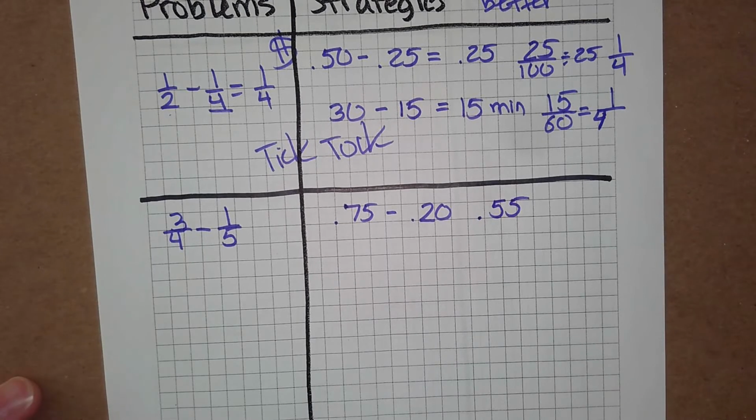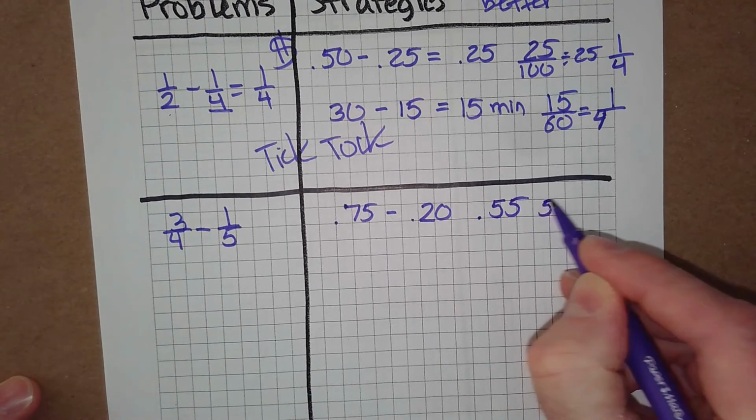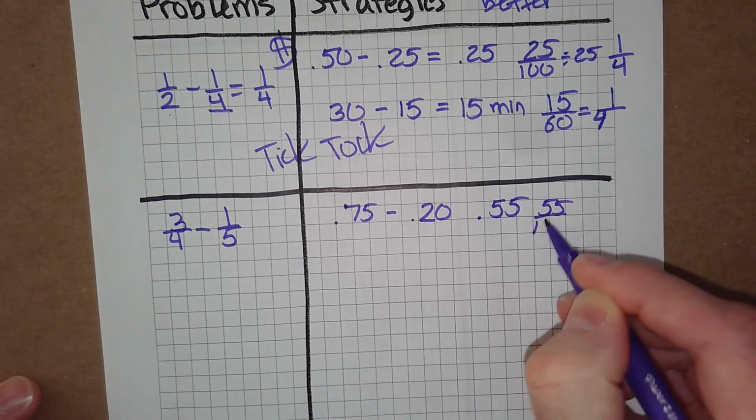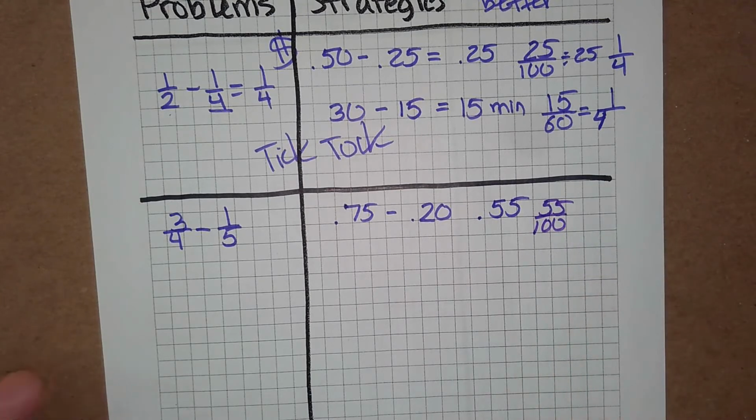Aubrey? 55 hundredths, and then we need to reduce it. What's the GCF of 55 and 100? What's the biggest factor that fits into both of those? What number times another number fits this? Fitch? 5 does. Any others? 11.